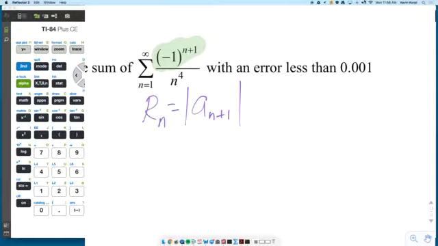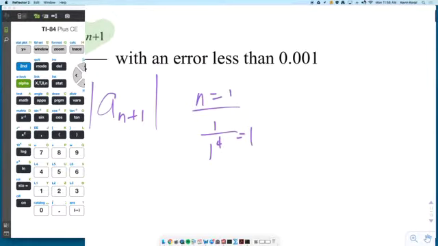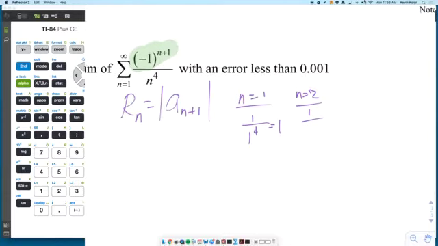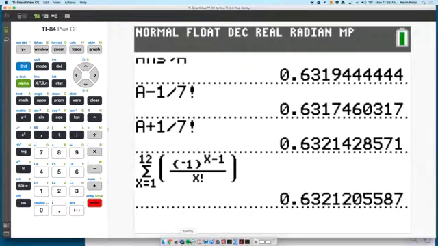So let's see. If I let n equals 1, then that's going to be 1 over 1 to the 4th, which is 1. Is 1 less than 1/1000th? No. How about when n equals 2? That's 1 over 2 to the 4th. That's what? 1/16th. Is 1/16th less than 1/1000th? No. Let's go ahead and do this on the calculator. When n is 3, it's going to be 1 divided by 3 to the 4th.